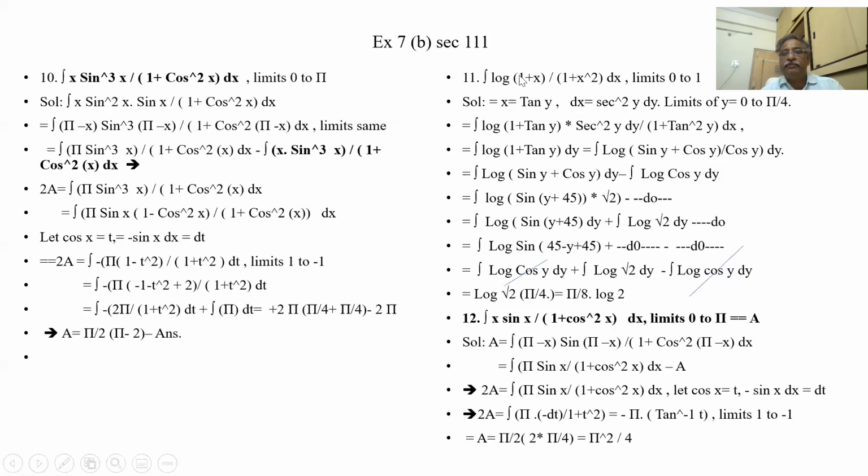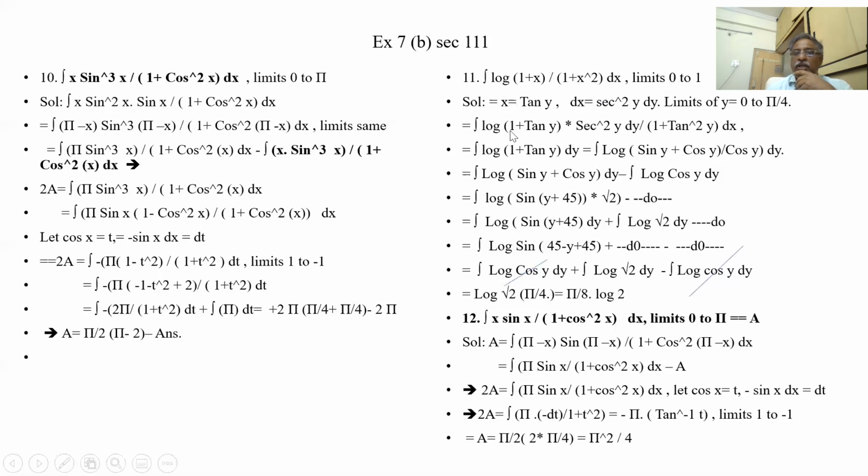So let us see this answer. The integral of log of (1 plus x) by (1 plus x) whole square dx, limits 0 to 1. So I know 1 plus tan square is equal to secant square, so I have taken that as a starting point. x is equal to tan y, so dx is equal to secant square y dy. The denominator is having secant square, so these two get cancelled. So I have taken x is tan y.